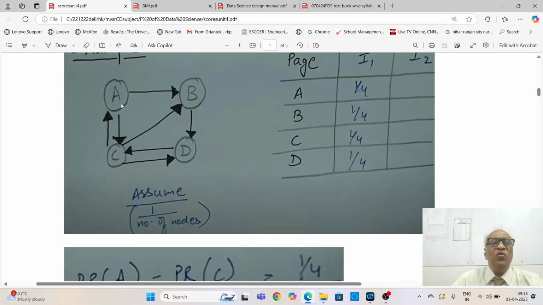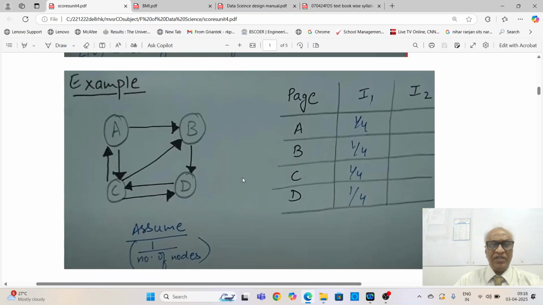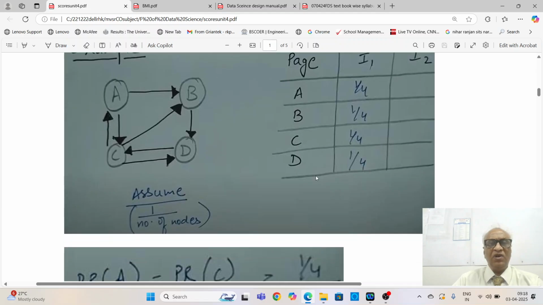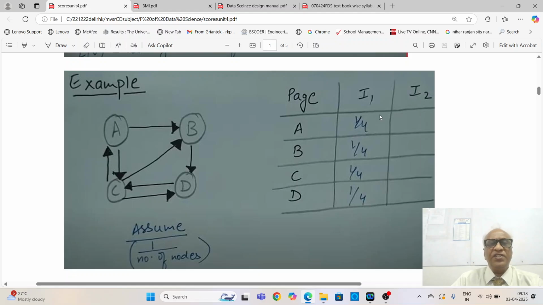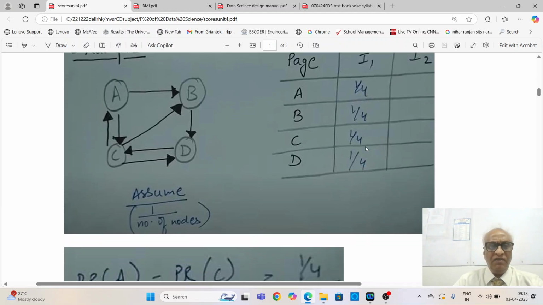Say for example, A node is there. It has one incoming edge from C and two outgoing edges to B and C, like that. So initially, the page rank is equal to 1 divided by the number of nodes, and the number of nodes is 4. So 1 divided by 4, that becomes 1 by 4. In the first iteration, the page rank of all the nodes, and nodes here represent the pages on websites which are having hyperlinks. So these are the 4 pages A, B, C, D, and they have in the first iteration the page rank as 1 by 4 equally.